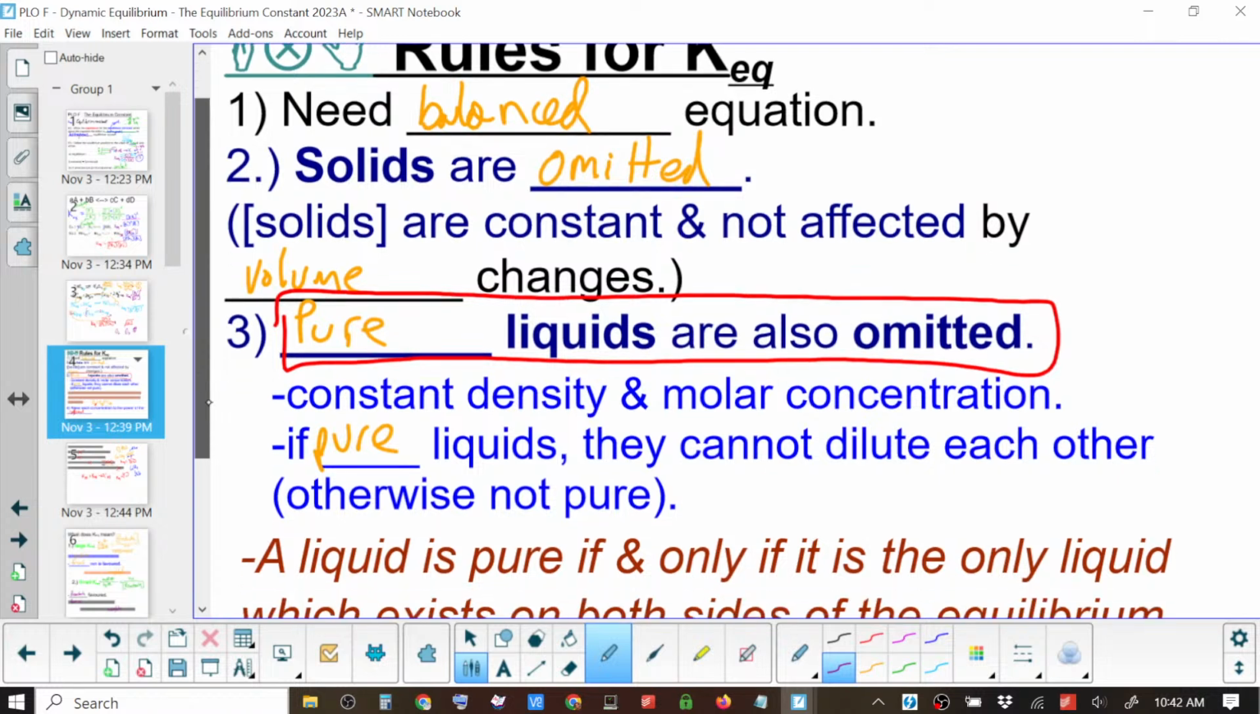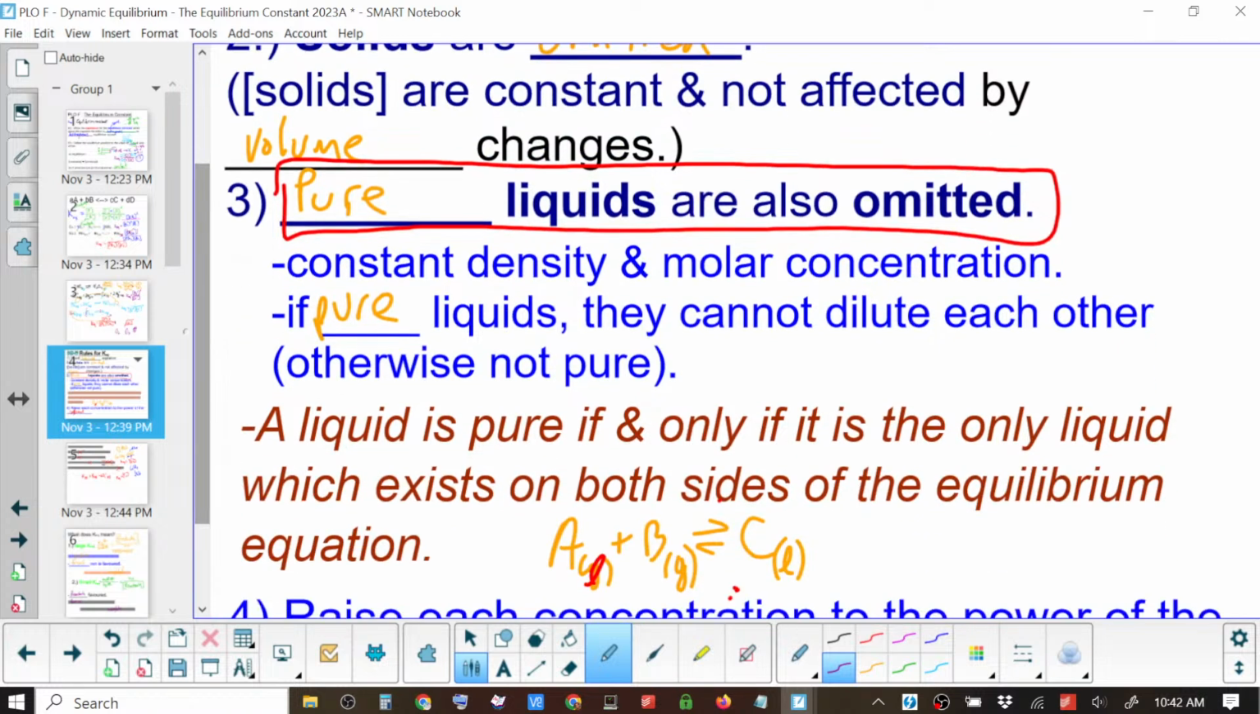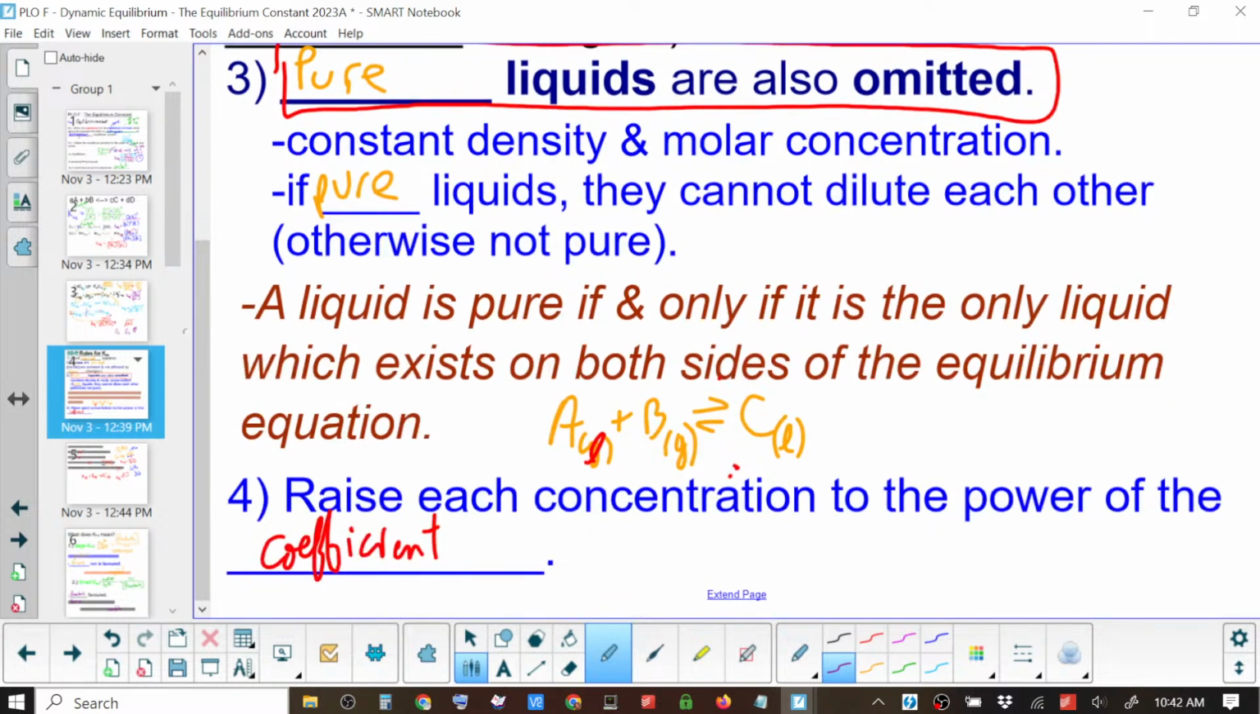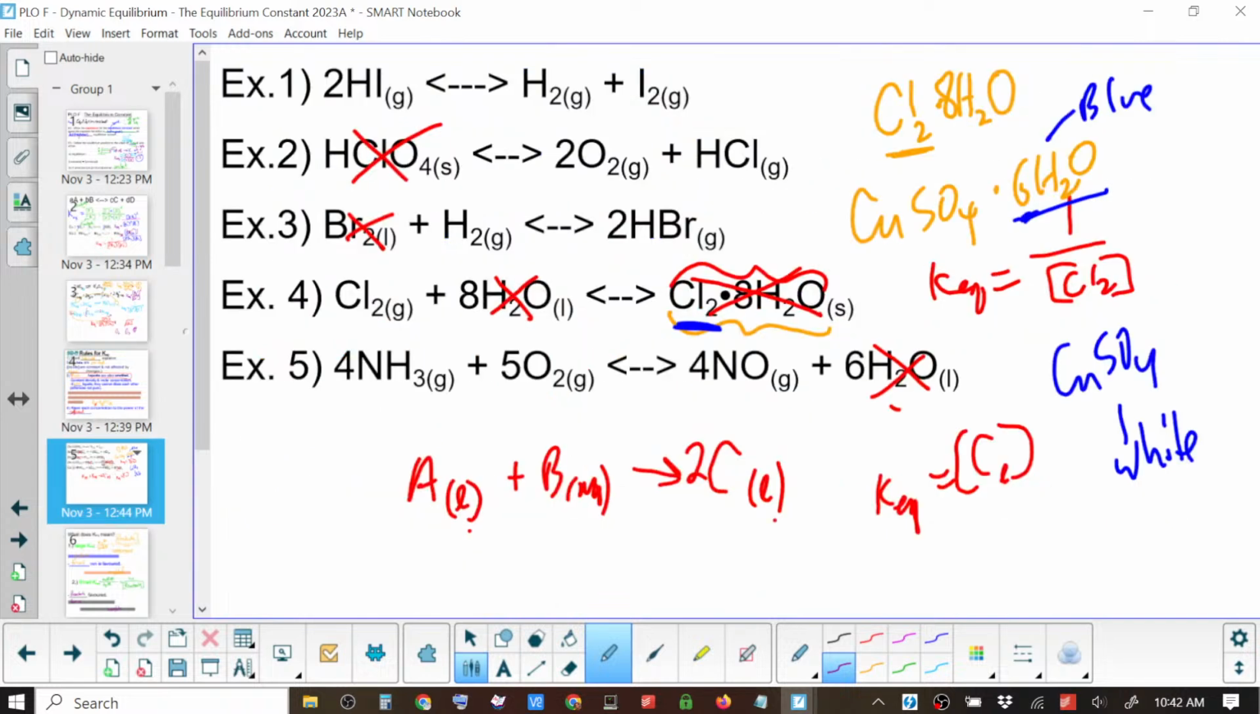These are the rules for it. Pure liquids are omitted. If the liquids can mix with each other, there's a chance that they could be in there, because now they're changing concentration. But 99% of the time, they're pure liquids that aren't changing concentration. So we practiced writing KQ equations.